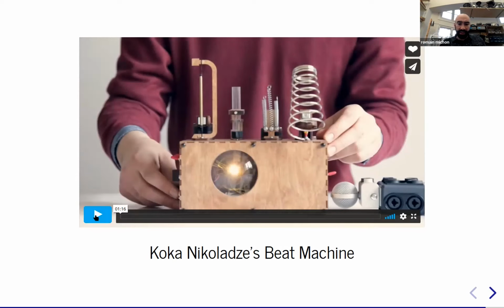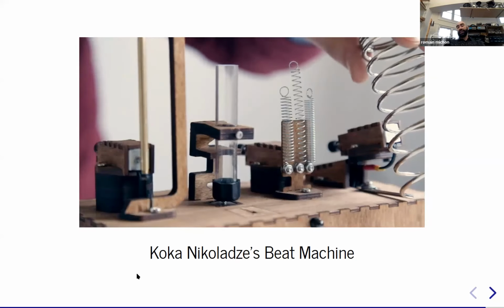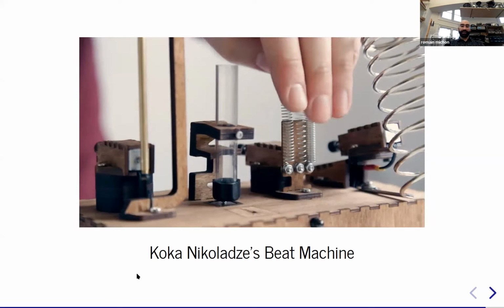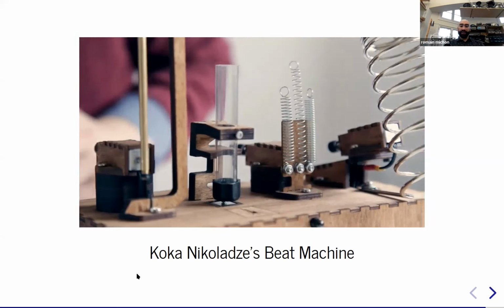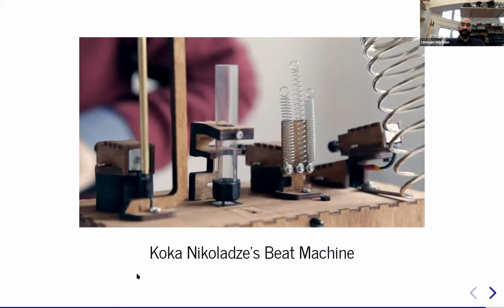This is Koka Nikoladze's beat machine. Koka Nikoladze made a lot of musical instruments of this kind. If you Google his name, you're going to be able to find more. This one is a bit old now. I think he made it like 4 or 5 years ago.